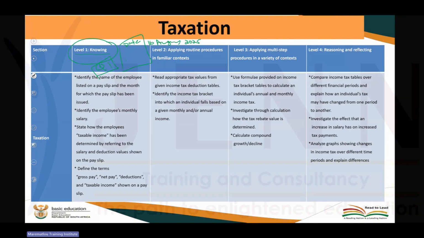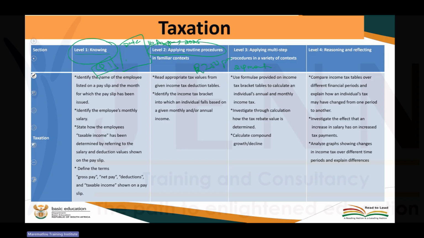Then we have level 2, where you can be asked to do smaller calculations. For example, if Martin Chabalala is paying 250 per month, and he's paying for 24 months, how much will he have paid after 24 months? You'll just multiply 250 by 24. Now it's going a little bit higher. We call that level 2 questions. You must be able to practice them.